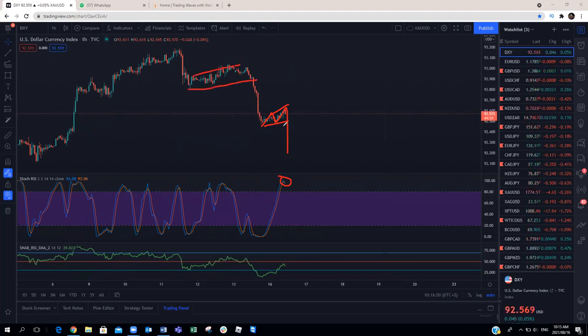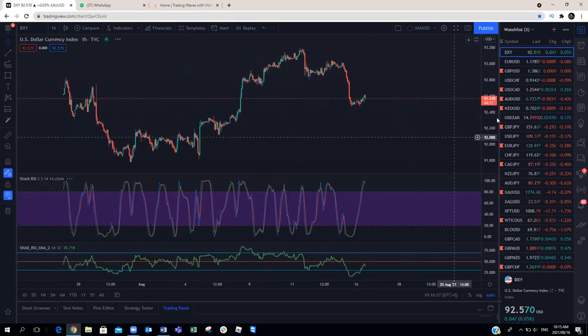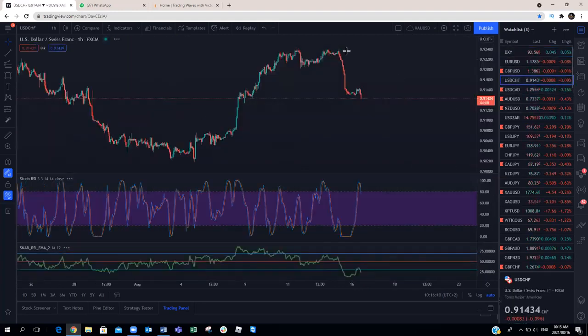We should see this break below the flag and continue to the downside. So weakness in the DXY, even if it is in the short term. Right, US dollar CHF already started with the move to the downside. This is a three-wave pullback here. As you can see, we've got this here. We are looking for this to continue to the downside. That is US dollar CHF as well as the euro. All right, so US dollar CHF downside.